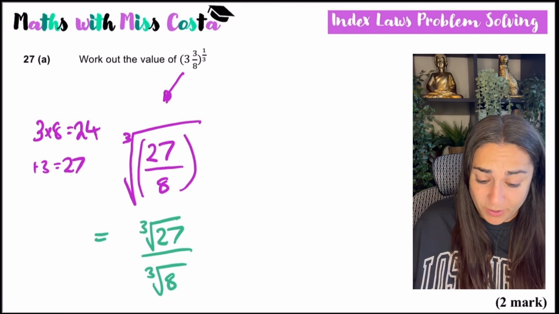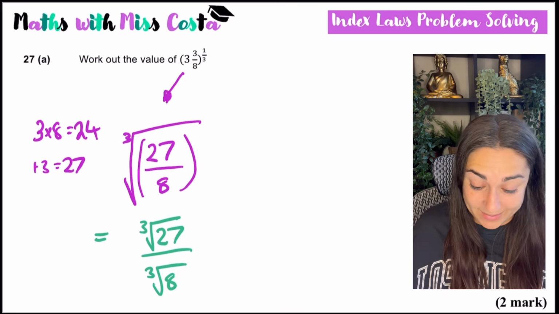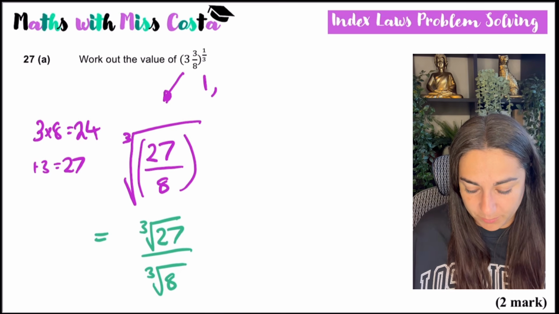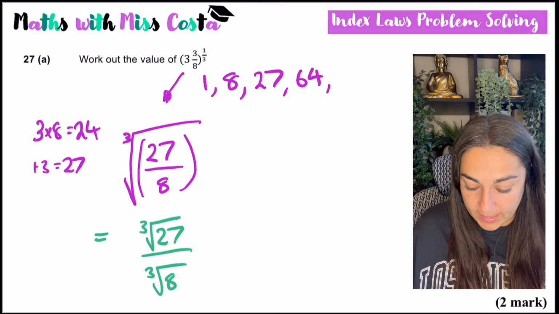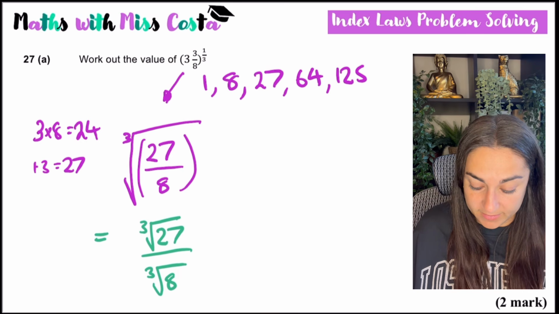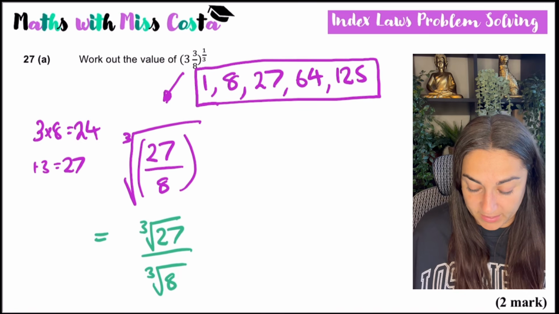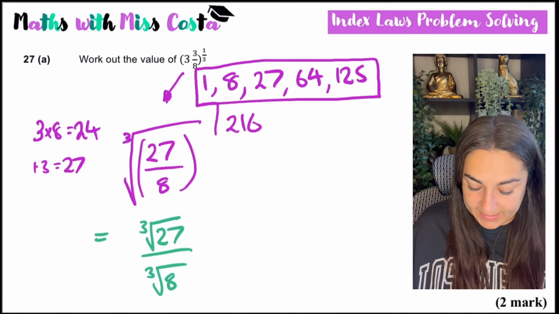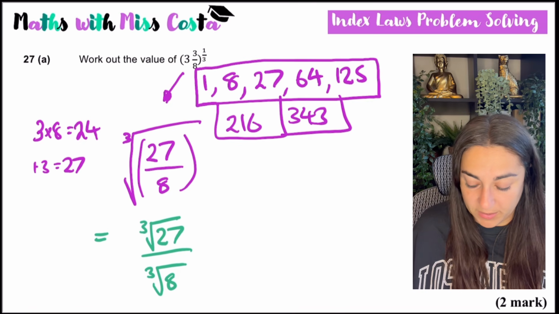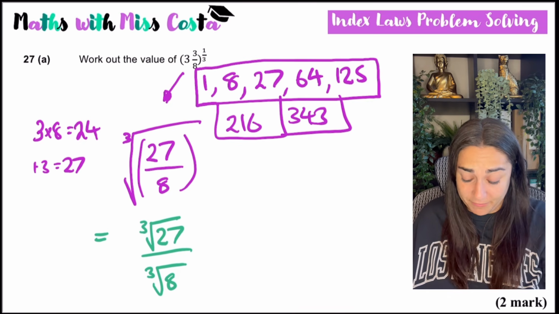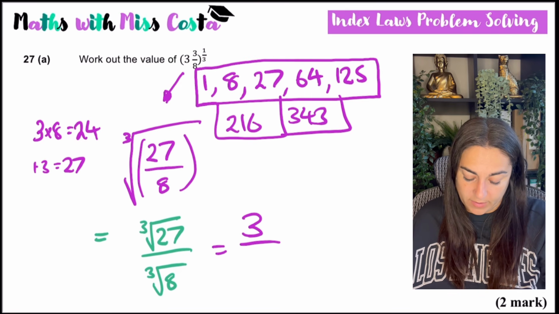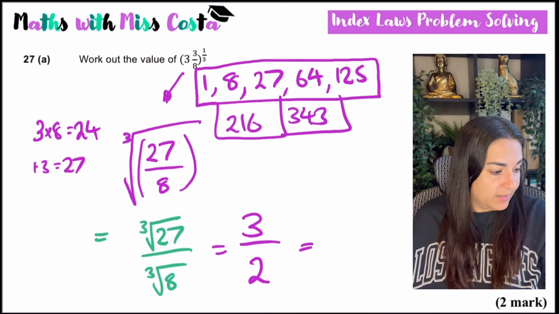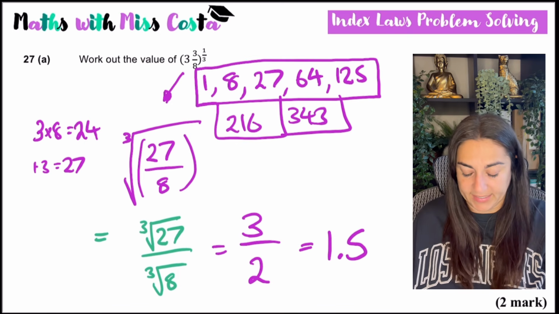So then I actually work it out, and hopefully you know your cube numbers. You really need to know them for the non-calculator. A really quick recap would be 1 cubed is 1, 2 cubed is 8, 3 cubed is 27, 4 cubed is 64, 5 cubed is 125, and these are the ones that you definitely 100% need to know. 216 is for 6, 343, but I mean, look them up and memorize them. They're very important. So the cube root of 27 is 3, the cube root of 8 is 2. So I could either write 3 over 2 or 1.5 because it just says work out the value.